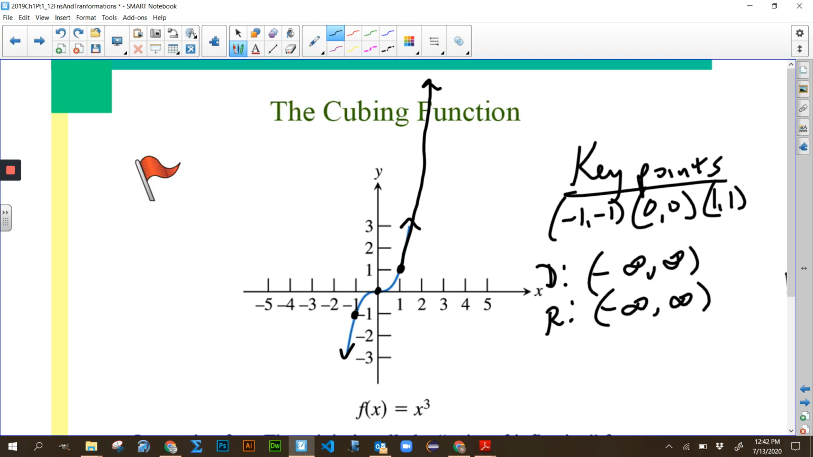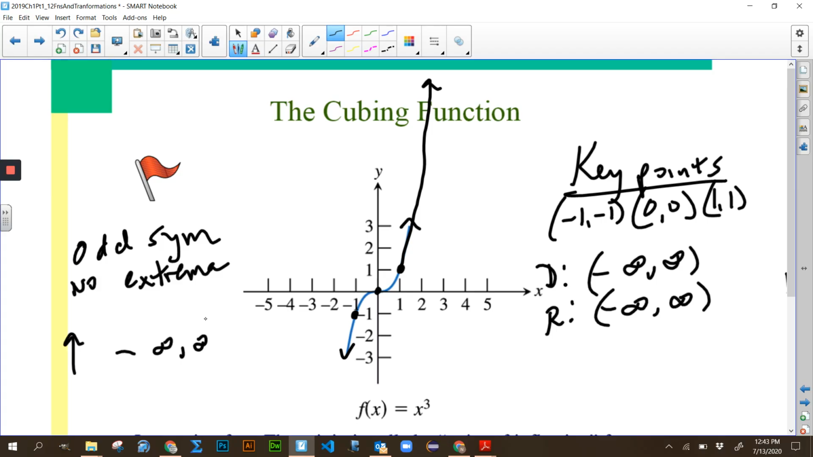Okay, and we're back. So symmetry is an odd symmetry. Again, we said it's not bounded. There is no extrema. There's no high or low point. There's a turning point, but it's not a high or low point. There's no asymptotes. It's increasing on its entire domain, so it increases from negative infinity to infinity.